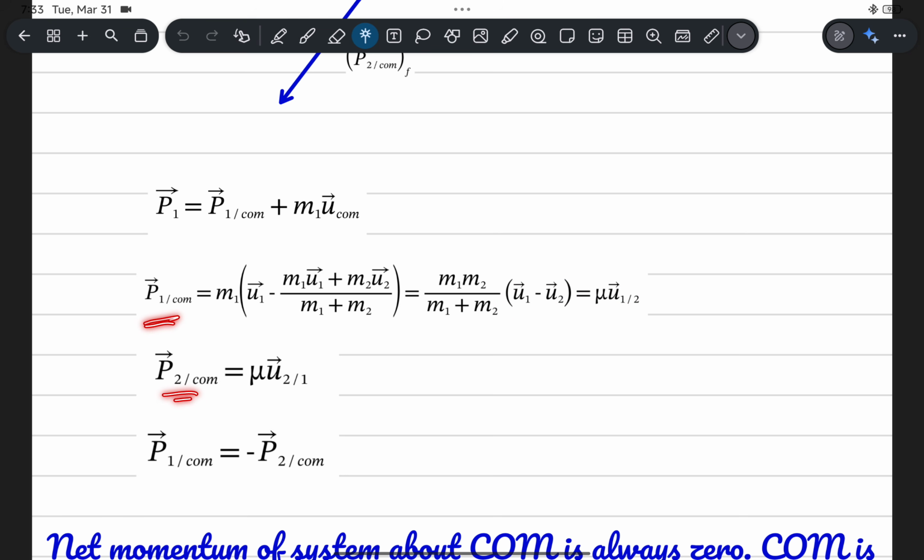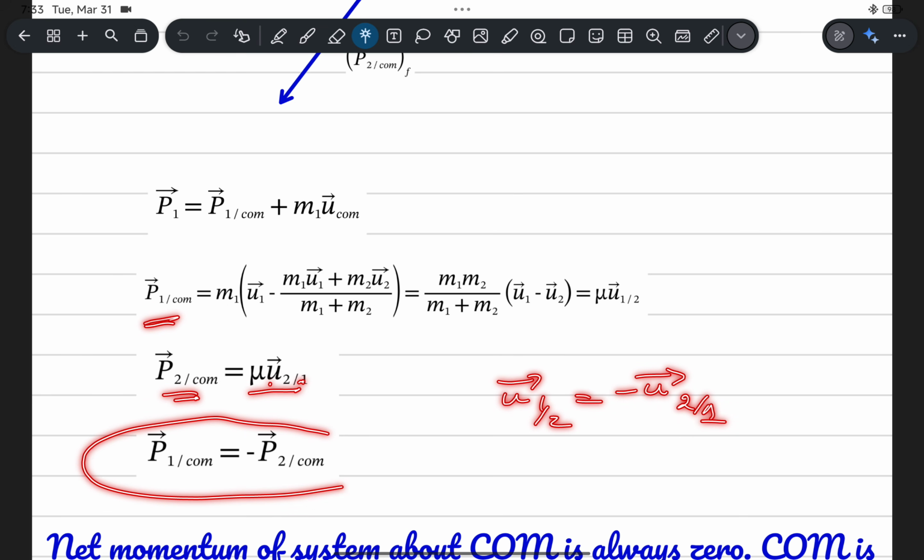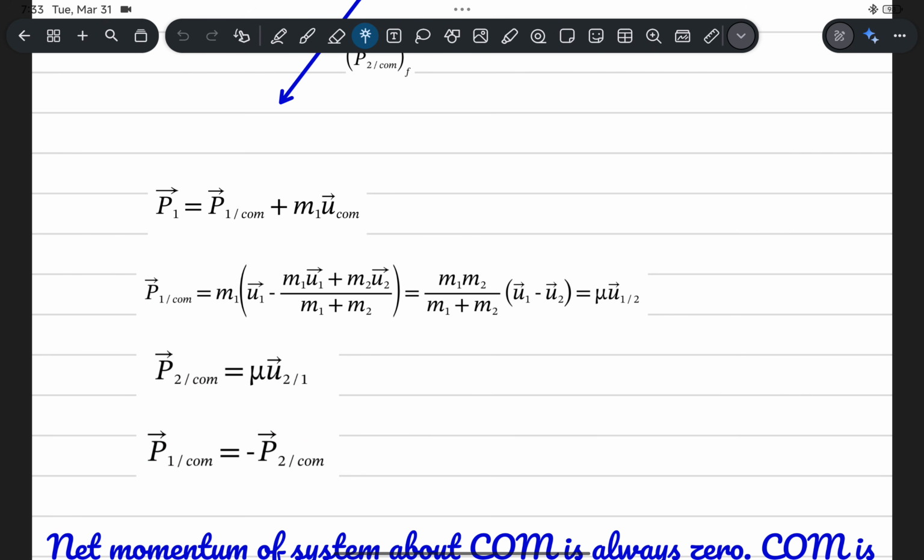Similarly, you can get p of 2 with respect to center of mass as mu into velocity of 2 with respect to 1, and we know that velocity of 1 with respect to 2 will be exactly opposite to 2 with respect to 1. So by using that, I can tell that the momentum of 1 with respect to center of mass will be exactly opposite of the momentum of 2 with respect to center of mass.